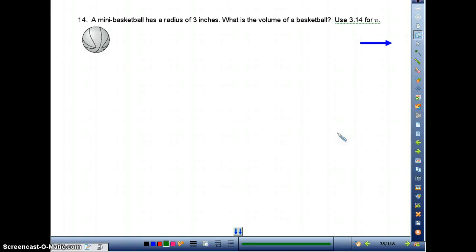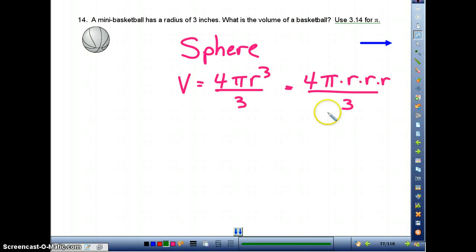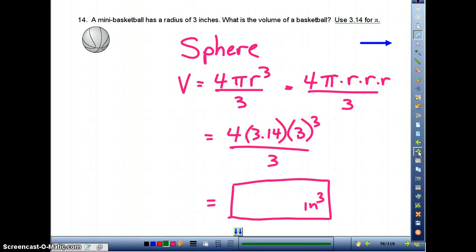Question 14, a mini basketball has a radius of 3 inches. What's the volume of the basketball? Use 3.14 for pi. First, name the shape. Yep, it's a sphere. Find me a formula. We are calculating volume. Your volume formula is this. Don't forget, radius cubed does not mean radius times 3. It's radius times radius times radius. Plug in your radius and do the math. Tell me what you get.